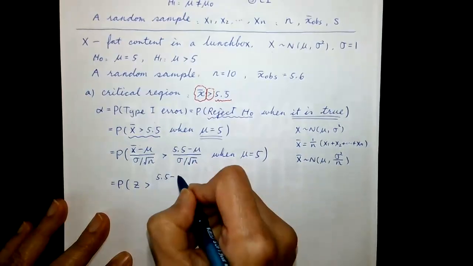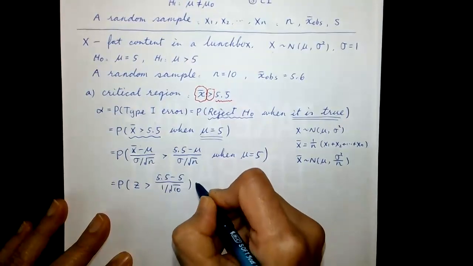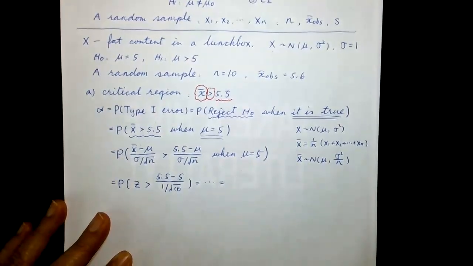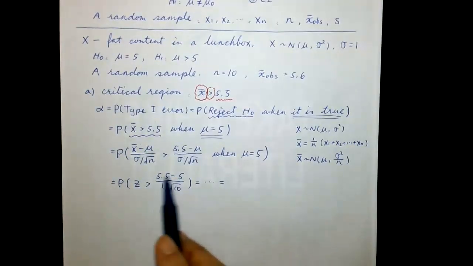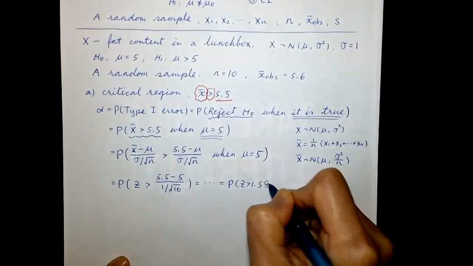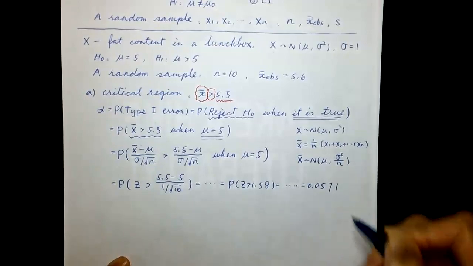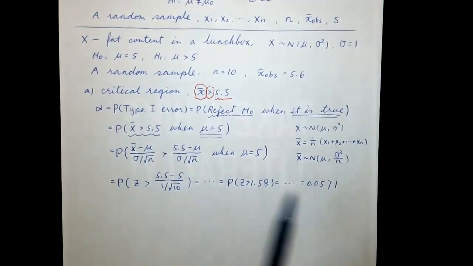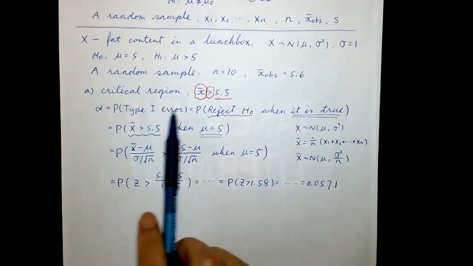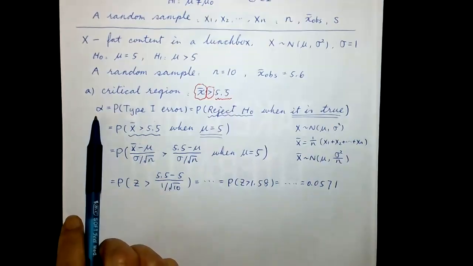5.5 minus mu 5. Sigma is 1. And now I don't want to show you how to use the z table. We have these calculated as 1.58. Use your z table that gives you this value. This is alpha. We started with here, and then so many things going on. Probably once you get to the end, you don't know what you are doing. This is the moment to bring you back to alpha.